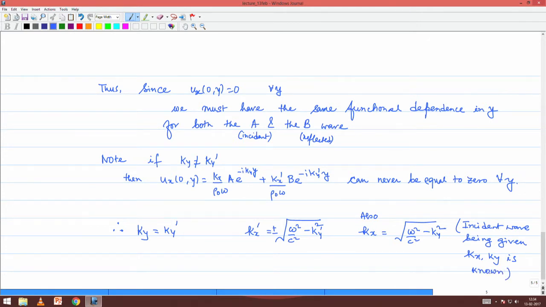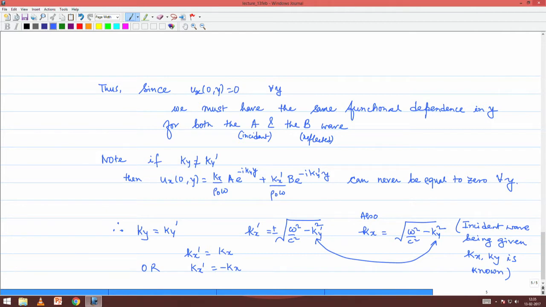K y prime also has got no freedom to choose any other values. K y prime also is constrained to have the same value as k y itself, right. Now, coming to k x prime, if k x prime is chosen to be of the same sign as k x, remember, because k y prime and k y are actually equal, there are two possibilities: k x prime is equal to k x, or k x prime is the negative of k x. There is nothing else, right.